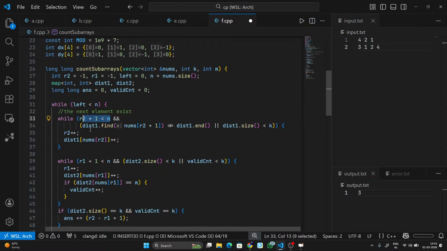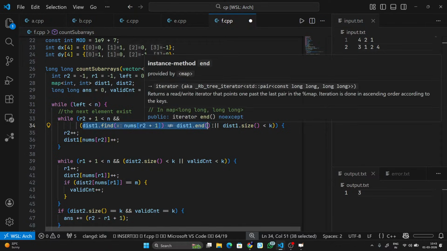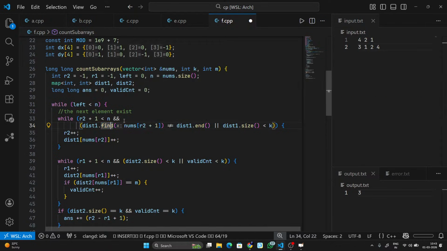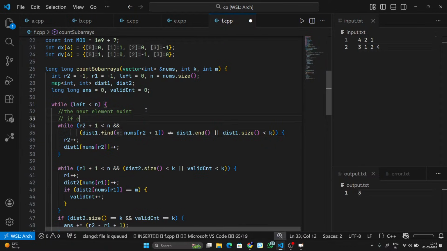And the second condition is that I have a map of integer to integer which stores the frequency of each of those elements. So I'm checking if the element is already present in the map. If present, then the distinct count won't increase.